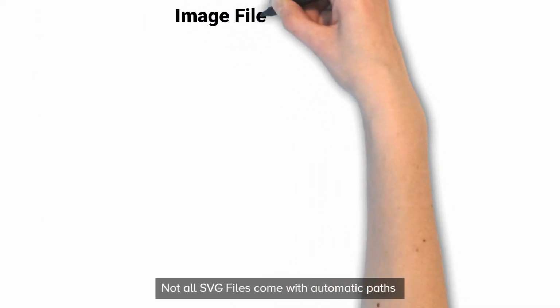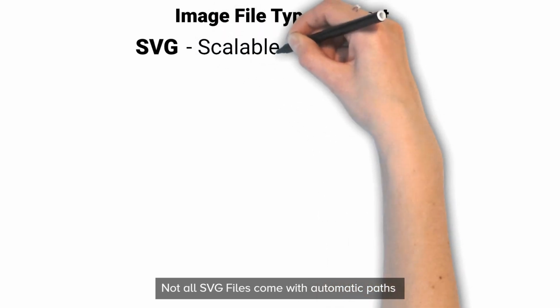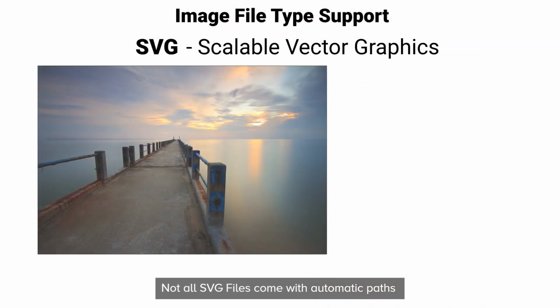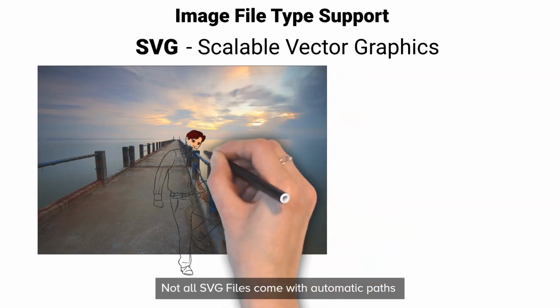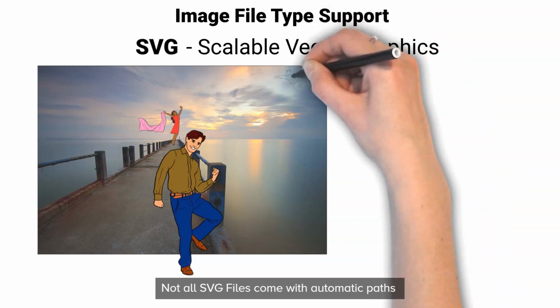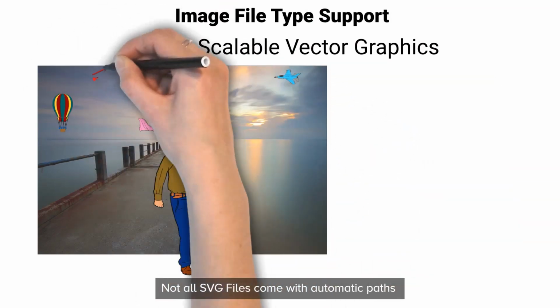Doodly supports multiple different image types. SVG, Scalable Vector Graphics. These types of images are extremely nice and desired because of their scalability and the fact that when you increase size, the image doesn't lose quality. There are some pros and cons to SVG images.